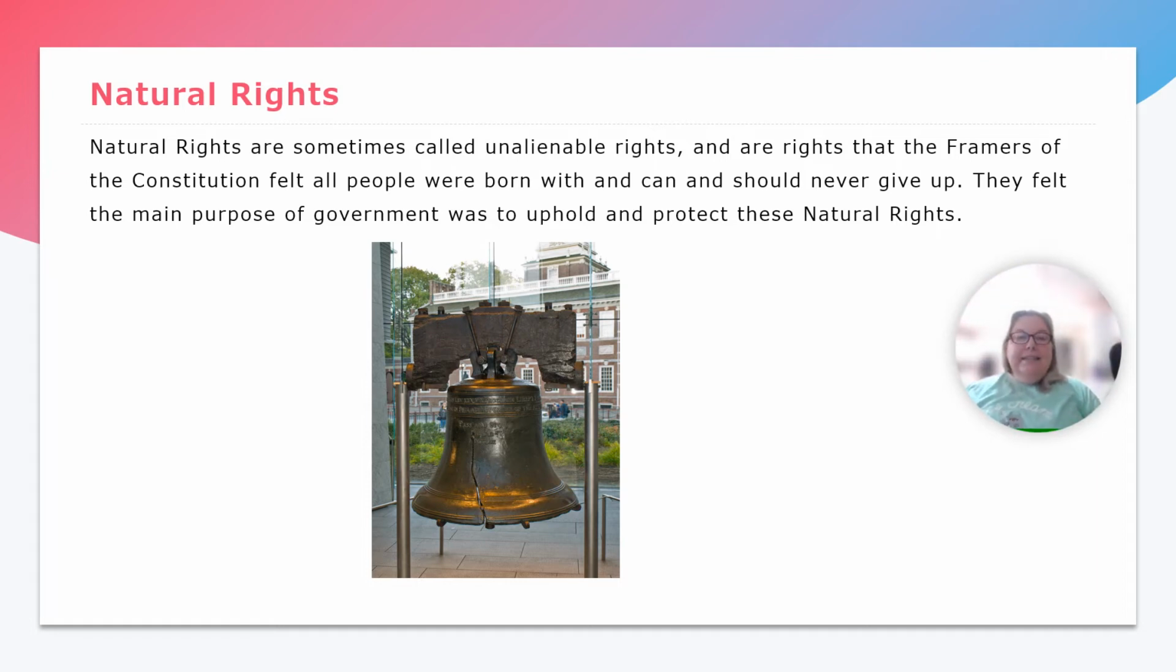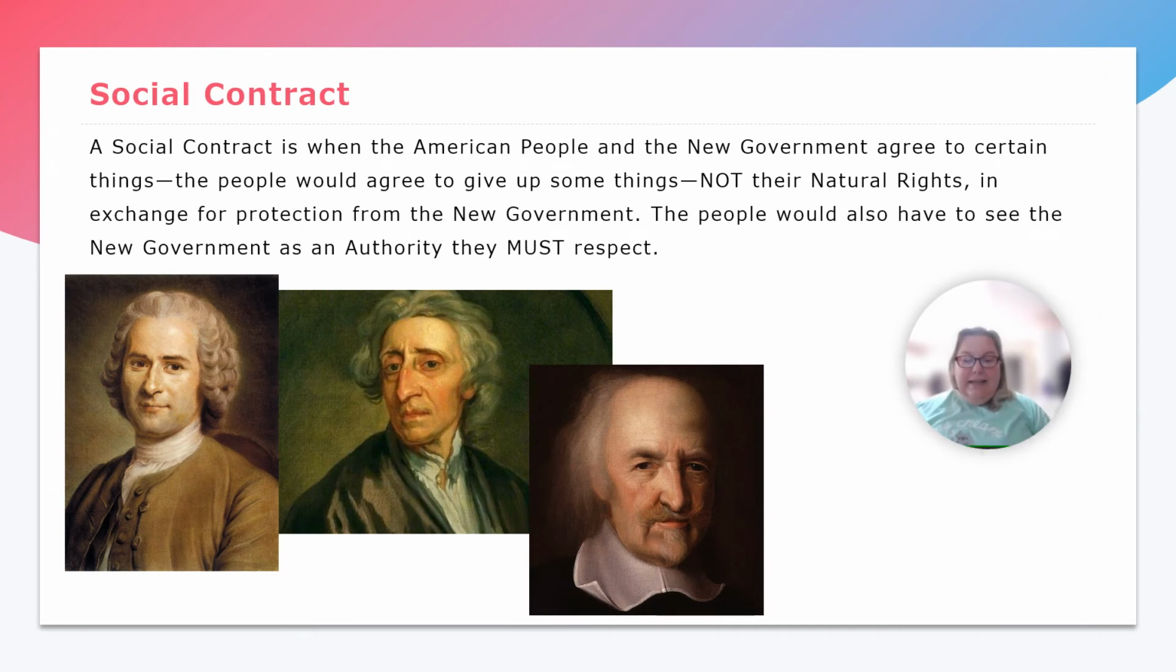Our next subtopic is the social contract. So a social contract is when the American people and the new government agree to certain things. Now the people agreed to give up some things, not their natural rights, in exchange for protection from the new government. The people would also have to see the new government as an authority that they must respect.